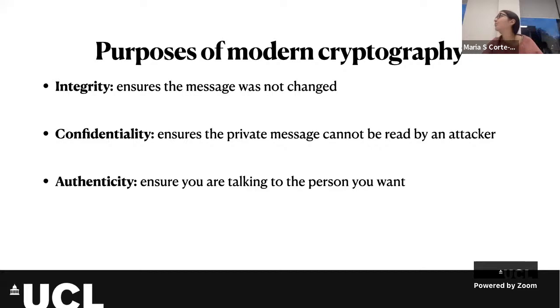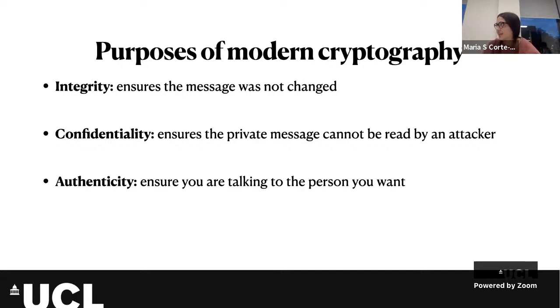What are the purposes of cryptography? Modern cryptography has three main purposes. The first is integrity. This ensures that a message isn't changed when it's transmitted. For example, if you're buying something online and you pay £10 for it, you don't want that to change to £1,000 in transmission. That's what integrity ensures.